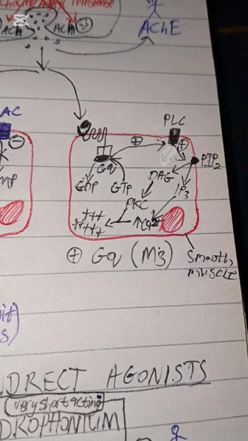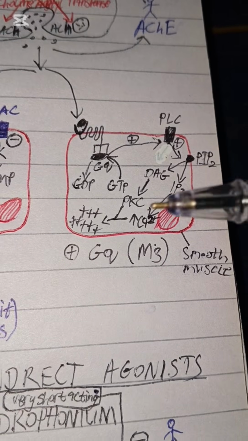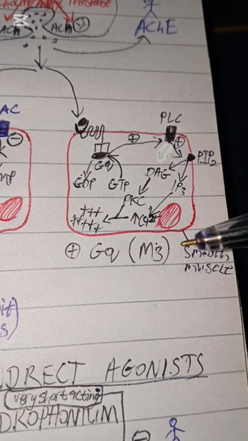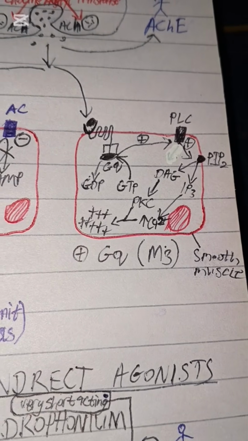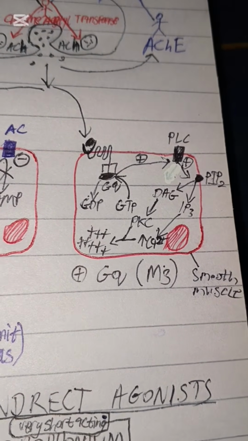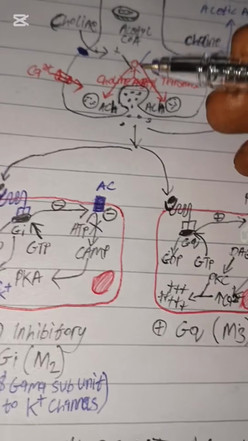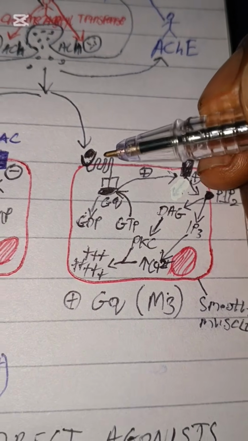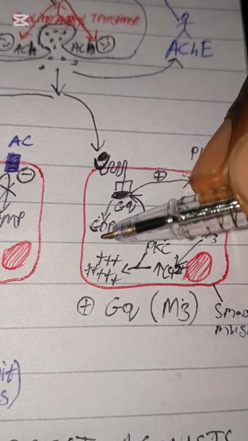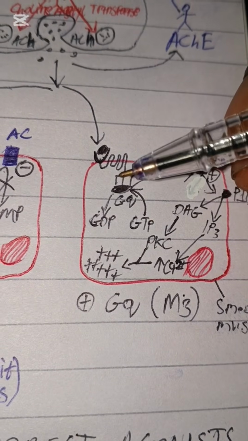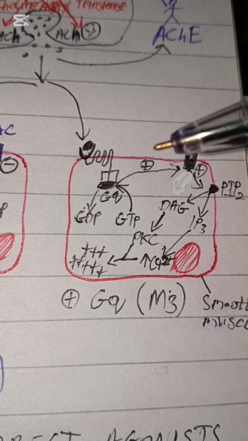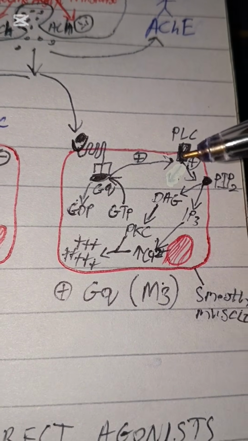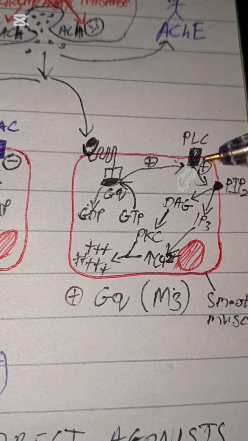Now, for the stimulatory part, we'll be looking at the GQ protein. We're mainly looking at M3, but there is also M1 and M5, but mainly M3. Again, acetylcholine binds to the receptor. Once it binds, GDP leaves the protein, and GTP binds to it and activates the protein. And this GQ protein activates phospholipase C in the cell membrane.